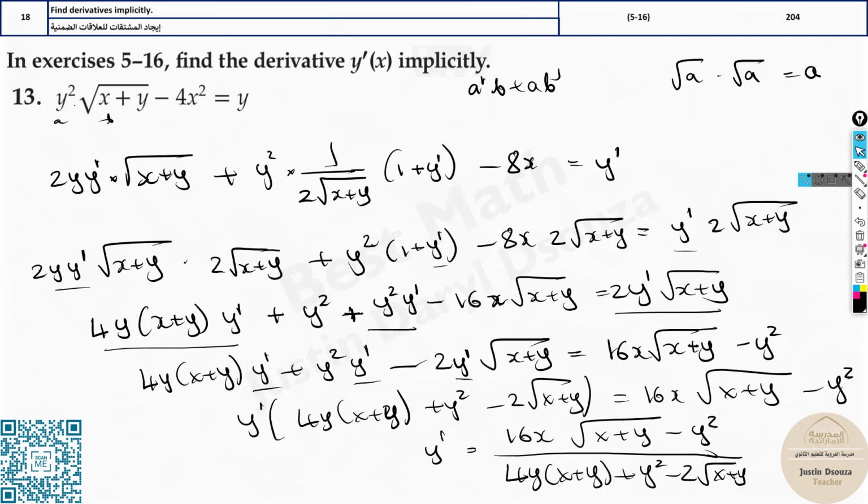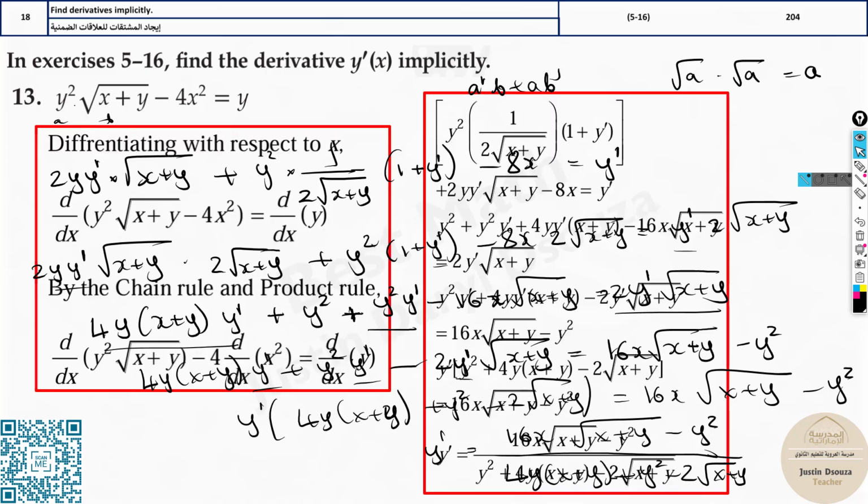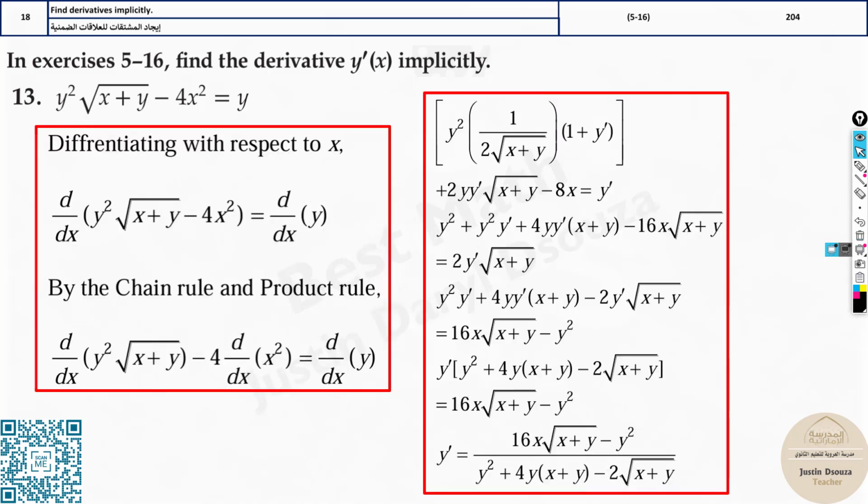Now it's very lengthy, isn't it? But see, it's all about differentiation, using the product rule, chain rule, and all the rules which are required on both sides. Then we search for the y prime terms, group them up, and take all the remaining to the other side. So here you can see that's the answer.